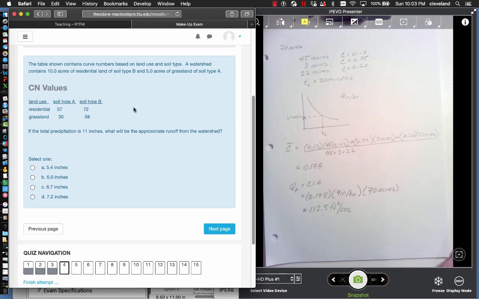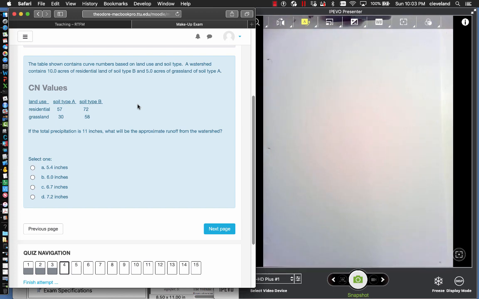All right, here's our next question. The table shown contains curve numbers based on land use and soil type. A watershed contains 10 acres of residential land of soil type B and 5 acres of grassland of soil type A. Here's the table of curve number values. Residential type A is 57, type B is 72, and grassland type A is 30, type B is 58. If the total precipitation depth is 11 inches, what will be the approximate runoff depth from the watershed?